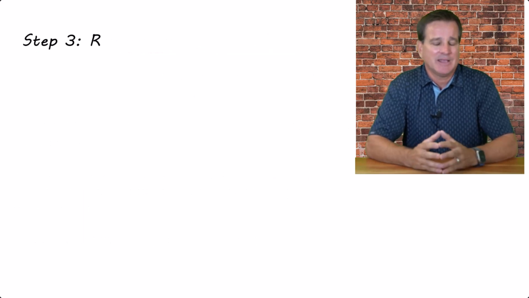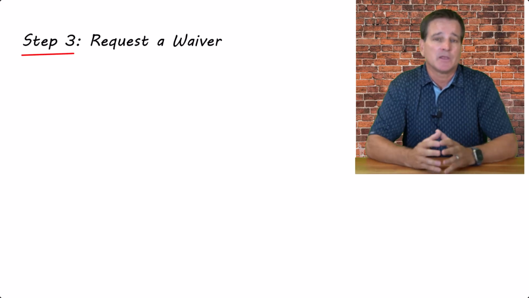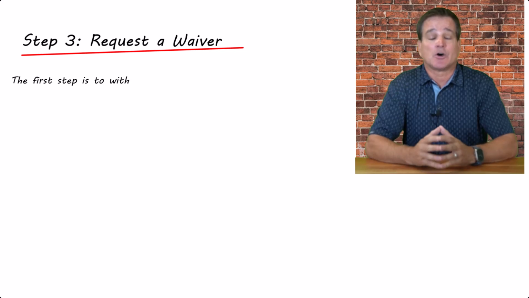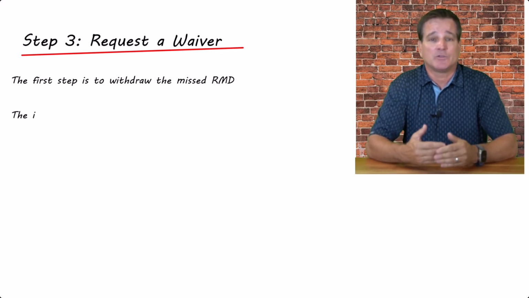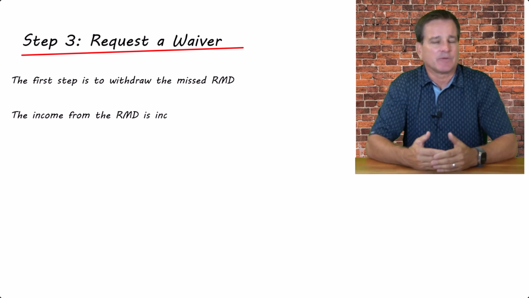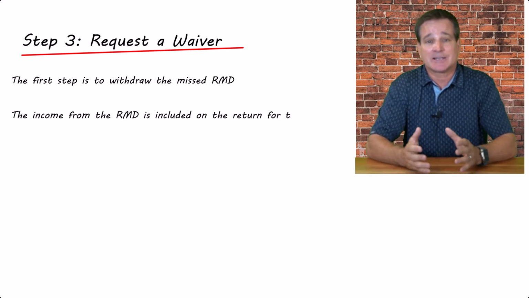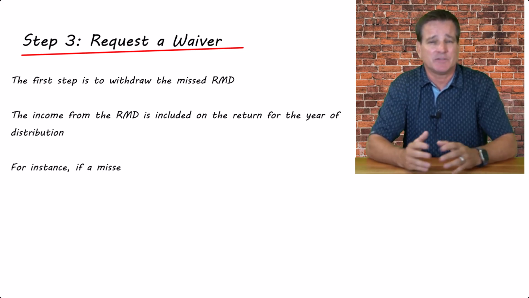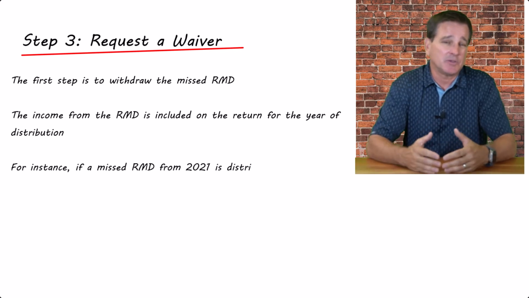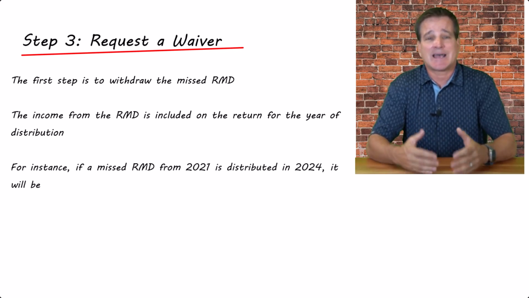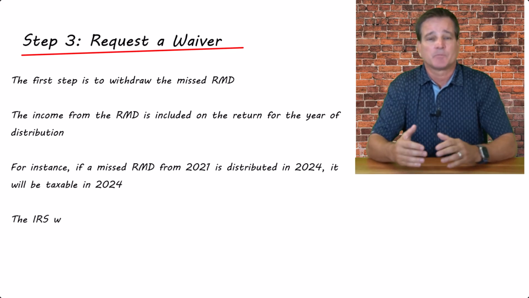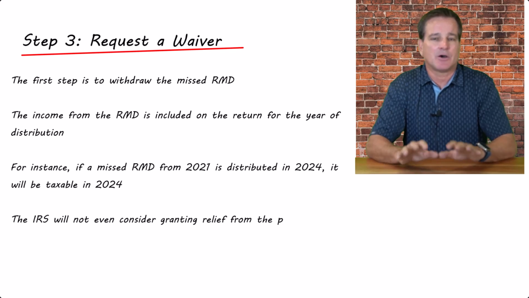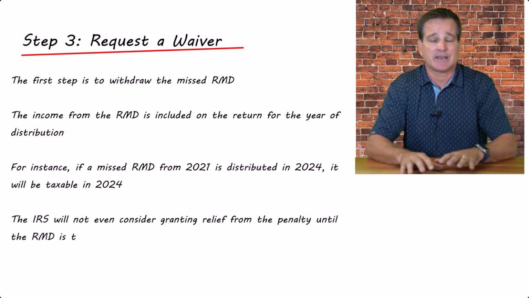And then number 3, it's as simple as requesting a waiver. If you discover you missed an RMD, the first step is to withdraw the RMD. Make sure you take out what you missed. That income from the missed RMD is included on the tax return for the year of the distribution. So for instance, if you missed an RMD from 2021 and it's distributed in 2024, it will be taxable in 2024. The IRS will not even consider granting relief from a penalty until the RMD is taken. So make sure you take it out.